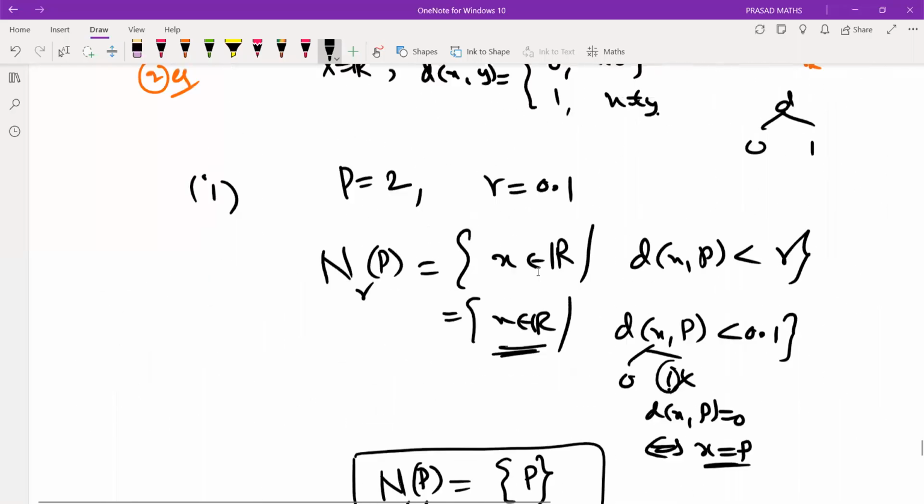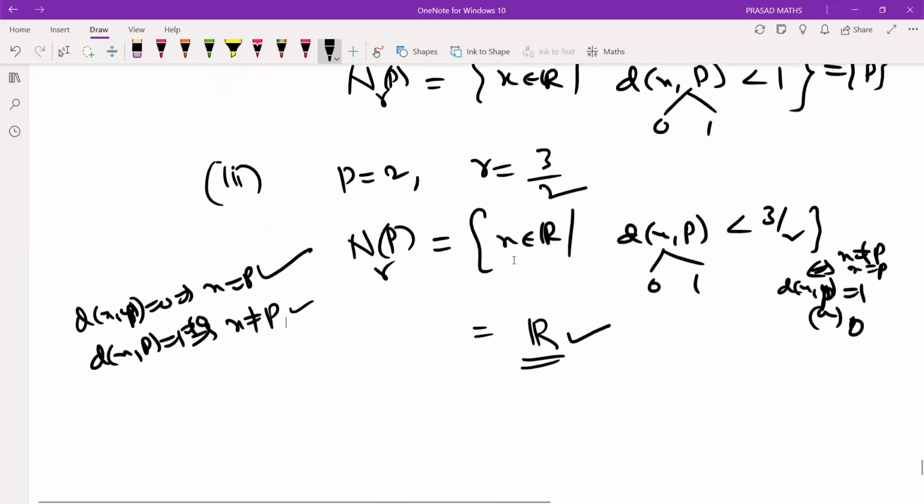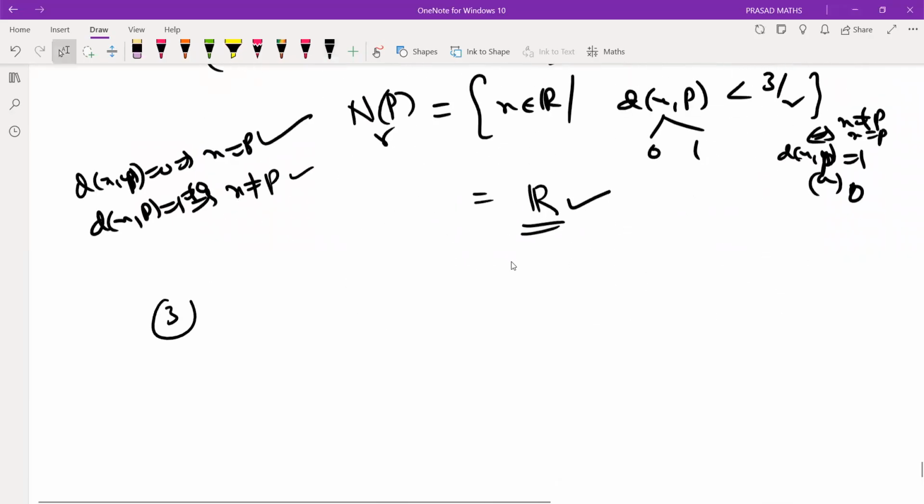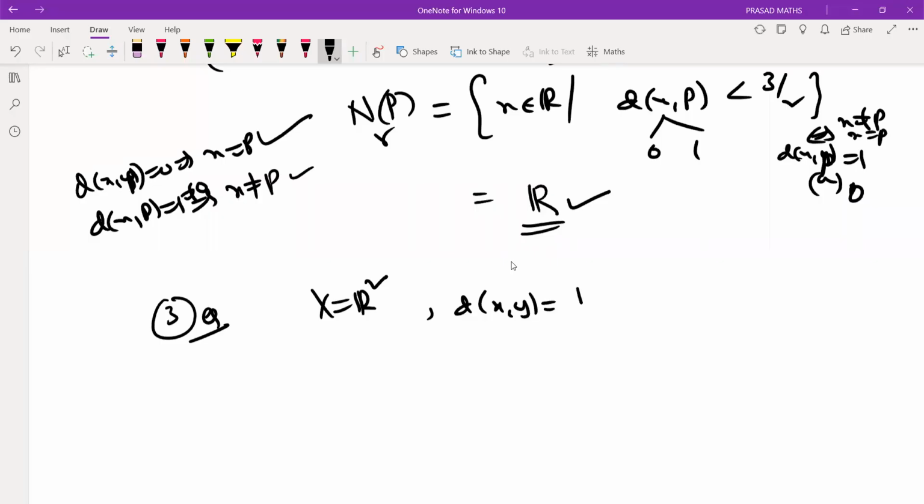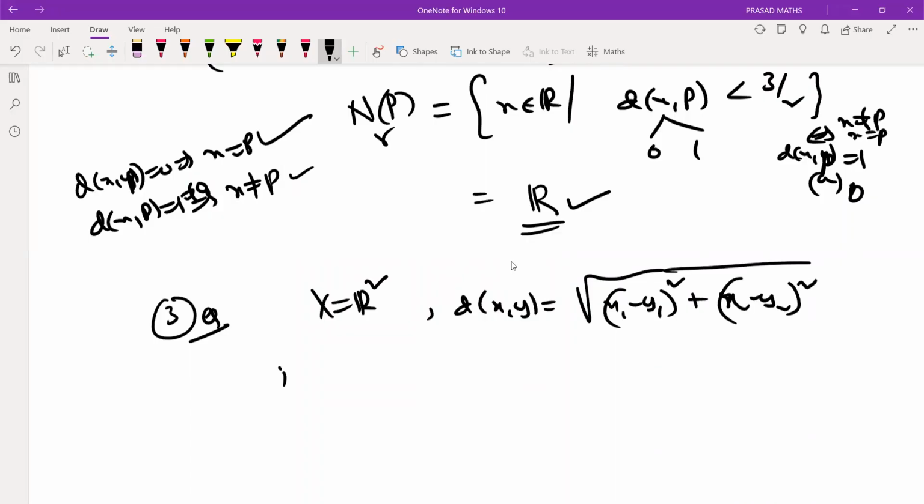Right? This is about the neighborhood of a point. We can extend this idea. For example, suppose we work in R2, with the distance being the square root of (x1 minus y1) whole square plus (x2 minus y2) whole square. First, suppose my P is (0,0) and my R is 1.